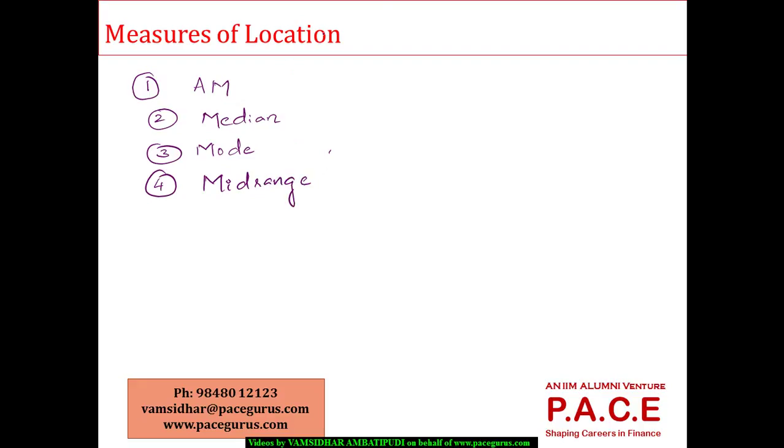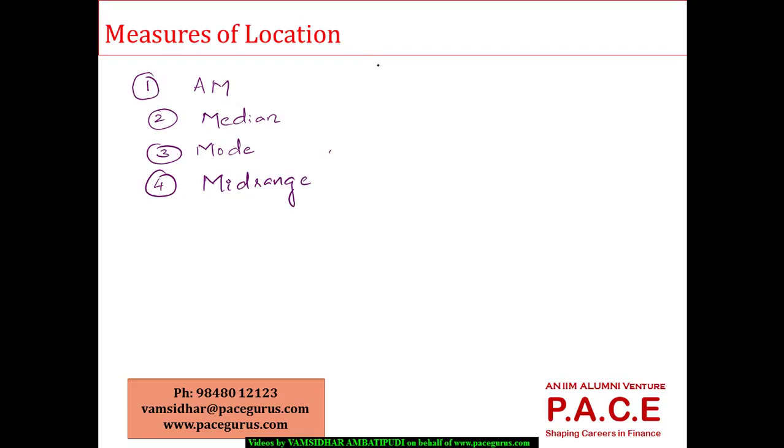Now, let's talk about the different commonly used measures of location. First we will be dealing with arithmetic mean, then we will talk about median, and then the mode, and the fourth one that I would like to cover here is the mid-range. So, these are the most commonly used measures of location.